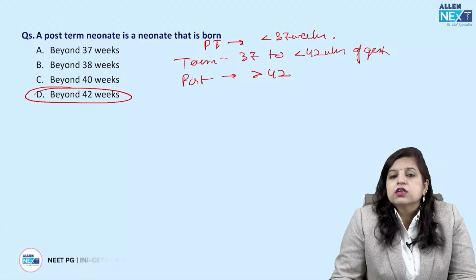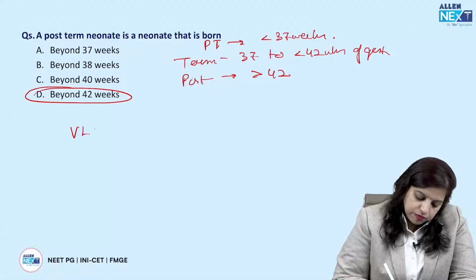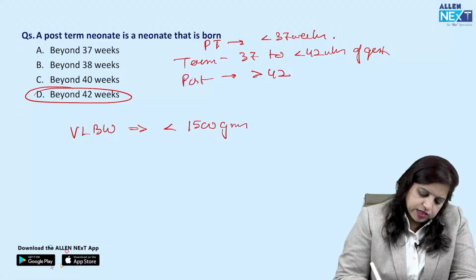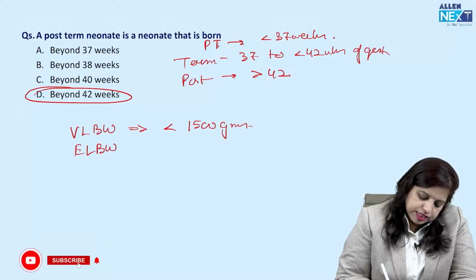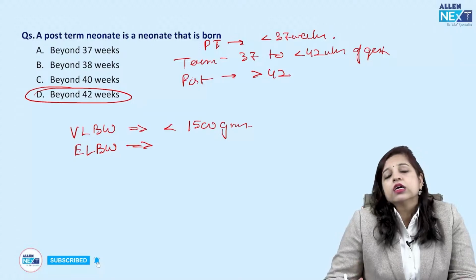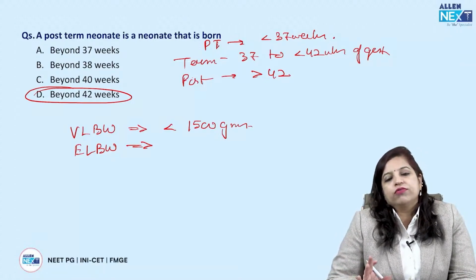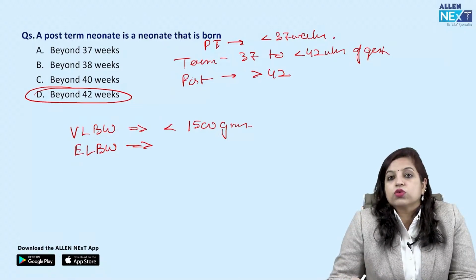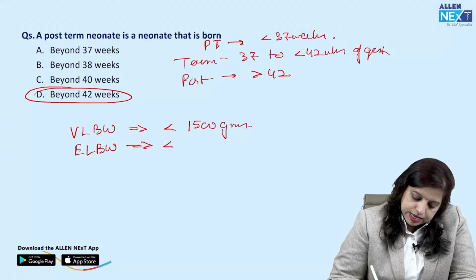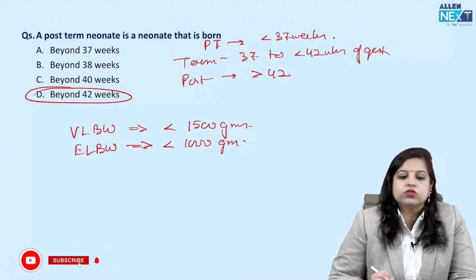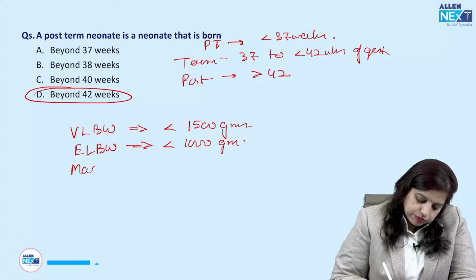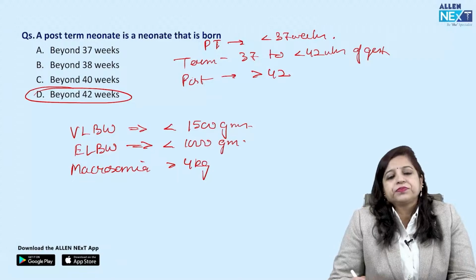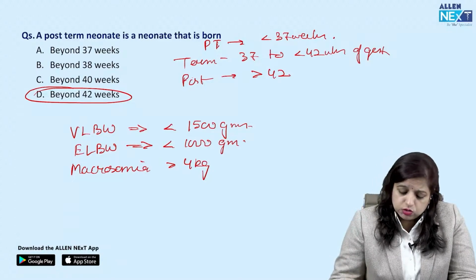Apart from this, there are other definitions we should be knowing. VLBW baby, very low birth weight baby, is less than 1500 grams, right? Then ELBW, that means extremely low birth weight. Sometimes, certain direct questions come and then we'll be repenting. Why didn't we read these very easy definitions? So, ELBW baby is when the birth weight is less than 1000 grams. Then sometimes they may ask you, what is macrosomia? Yes, we know macrosomia is more than 4 kgs, right? So these are certain definitions with regard to neonatology.